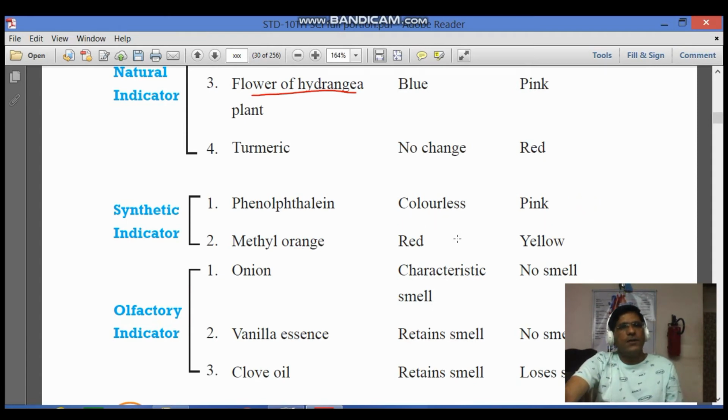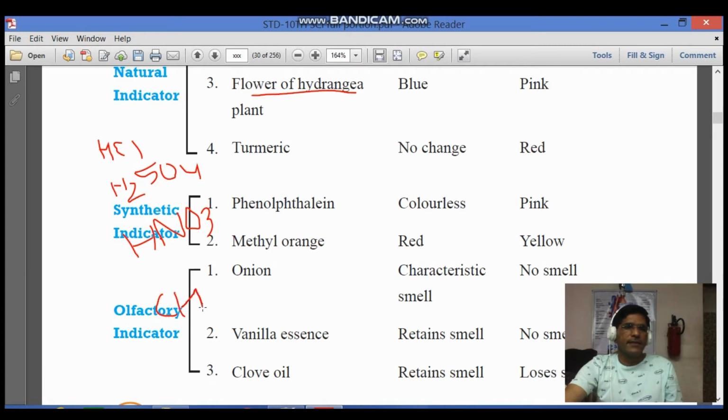Now these are all the topics related to acid, base and salt. First of all, we have to know the names of the acids. HCl is hydrochloric acid, H2SO4 is sulfuric acid, and HNO3 is nitric acid. These are all strong acids. The weak acid is acetic acid, CH3COOH. Now these are all the acids.